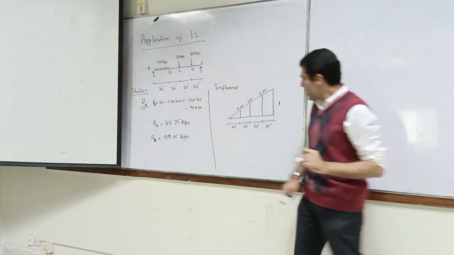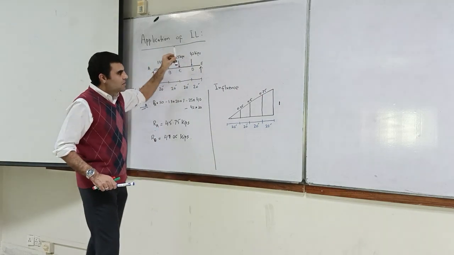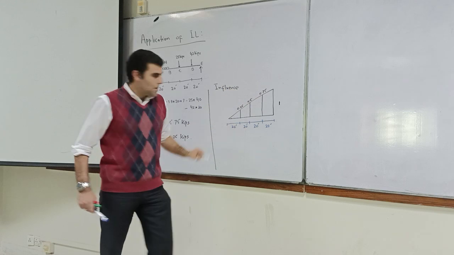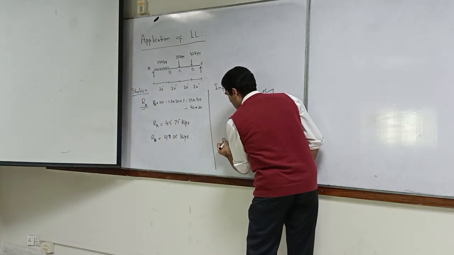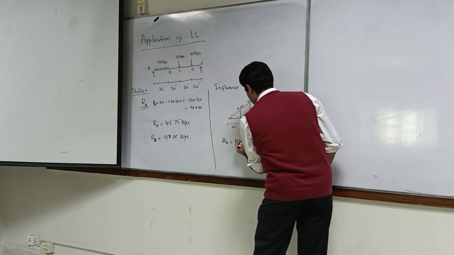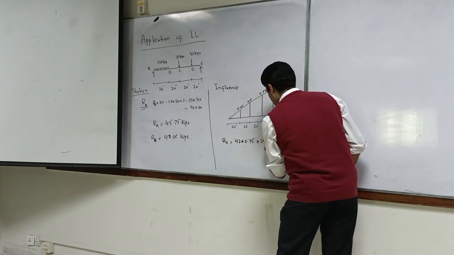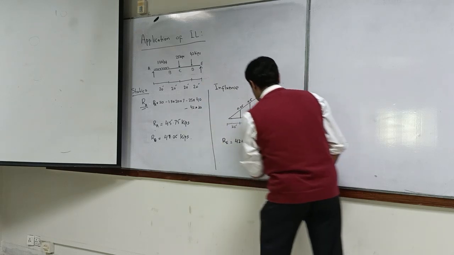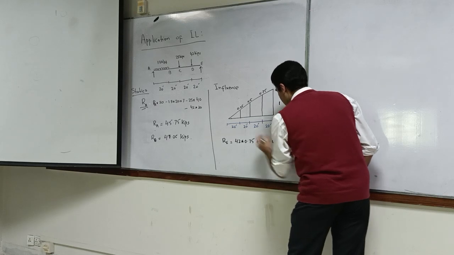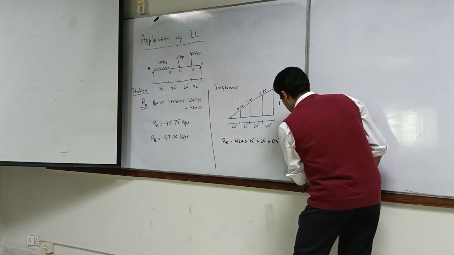Is it okay? Now, what we do is we find out, because we have drawn it for unit load, what we can do is RE is equal to 42 into 0.75 plus 25 into 0.5 plus 13 into half, 0.25, into 20.